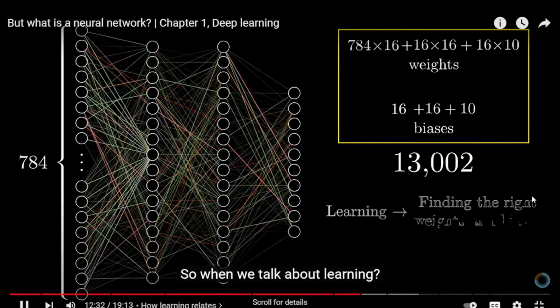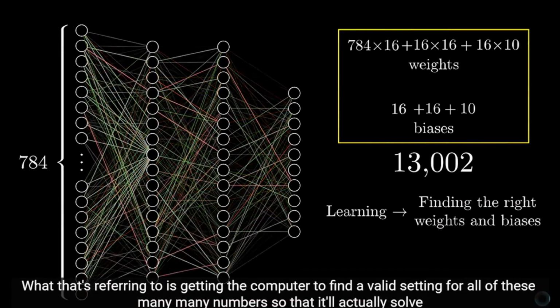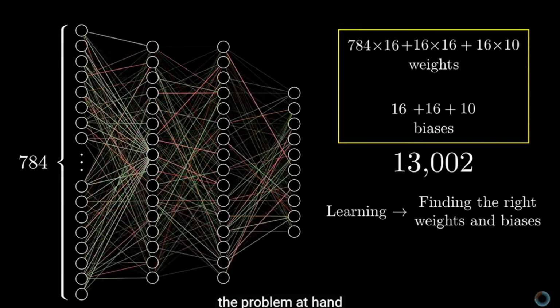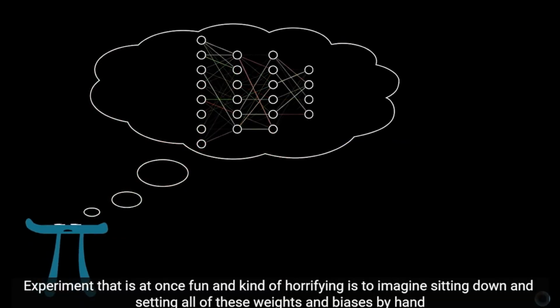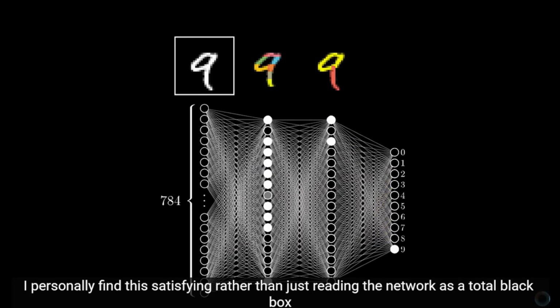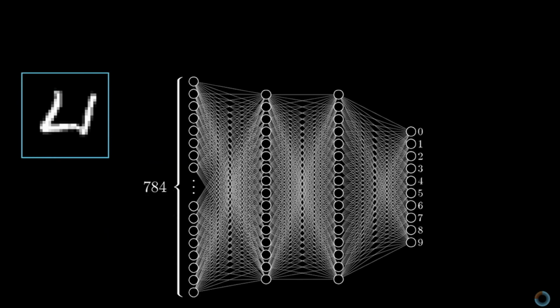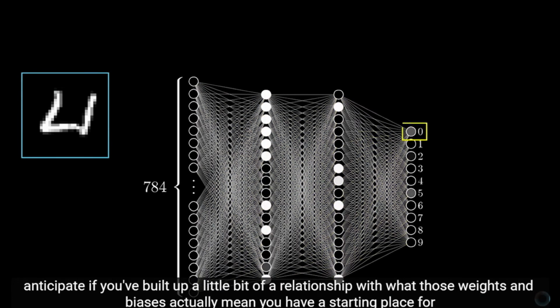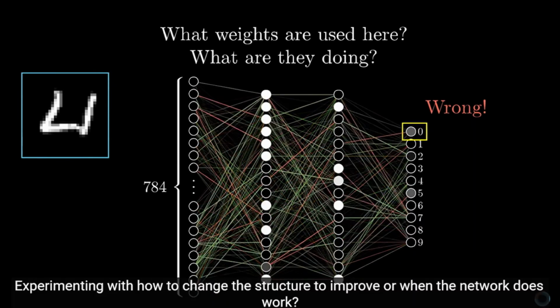So when we talk about learning, what that's referring to is getting the computer to find a valid setting for all of these many numbers so that it'll actually solve the problem at hand. One thought experiment that is at once fun and kind of horrifying is to imagine sitting down and setting all of these weights and biases by hand, purposefully tweaking the numbers so that the second layer picks up on edges, the third layer picks up on patterns, etc. I personally find this satisfying rather than just treating the network as a total black box, because when the network doesn't perform the way you anticipate, if you've built up a little bit of a relationship with what those weights and biases actually mean, you have a starting place for experimenting with how to change the structure to improve.